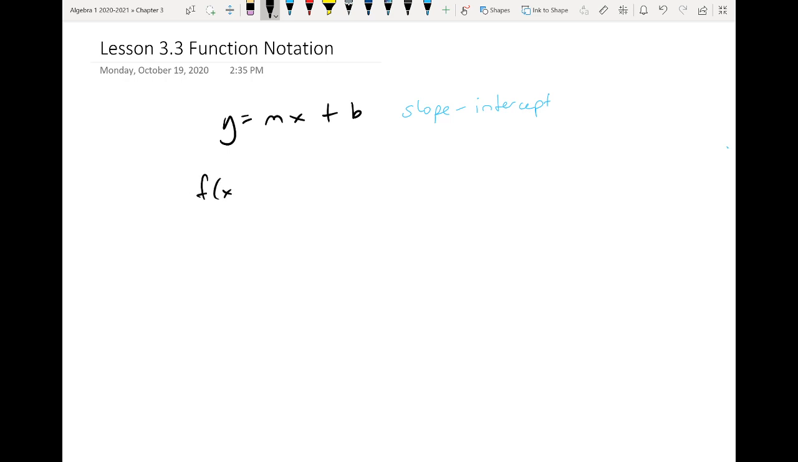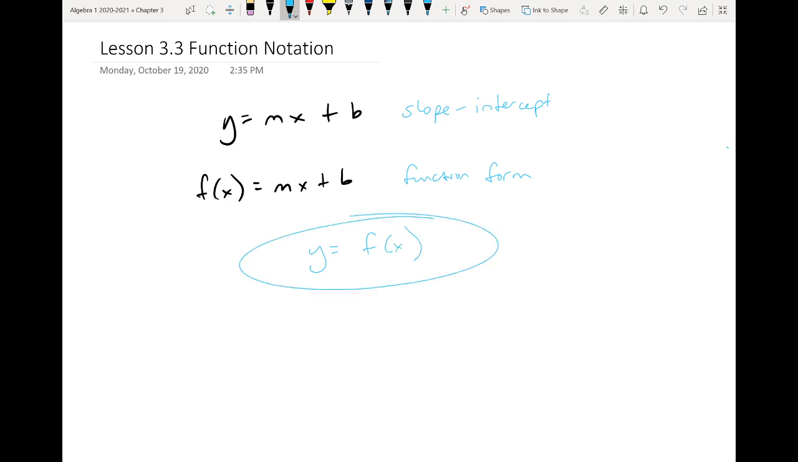This is the difference. Here's function notation: f of x is equal to mx plus b. And here is function form. What's the difference? Well, we have y and we have f of x, and guess what? They're the same thing. F of x and y are the same exact thing. What this does not mean, this is f of x, and what this does not mean is f times x.